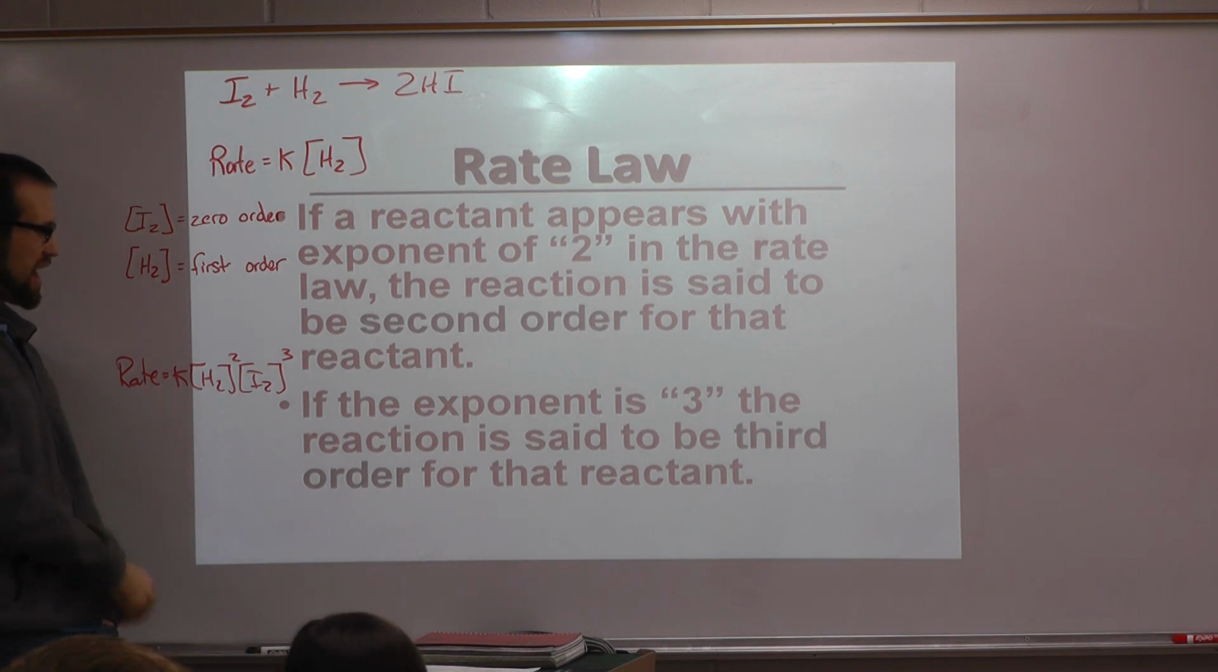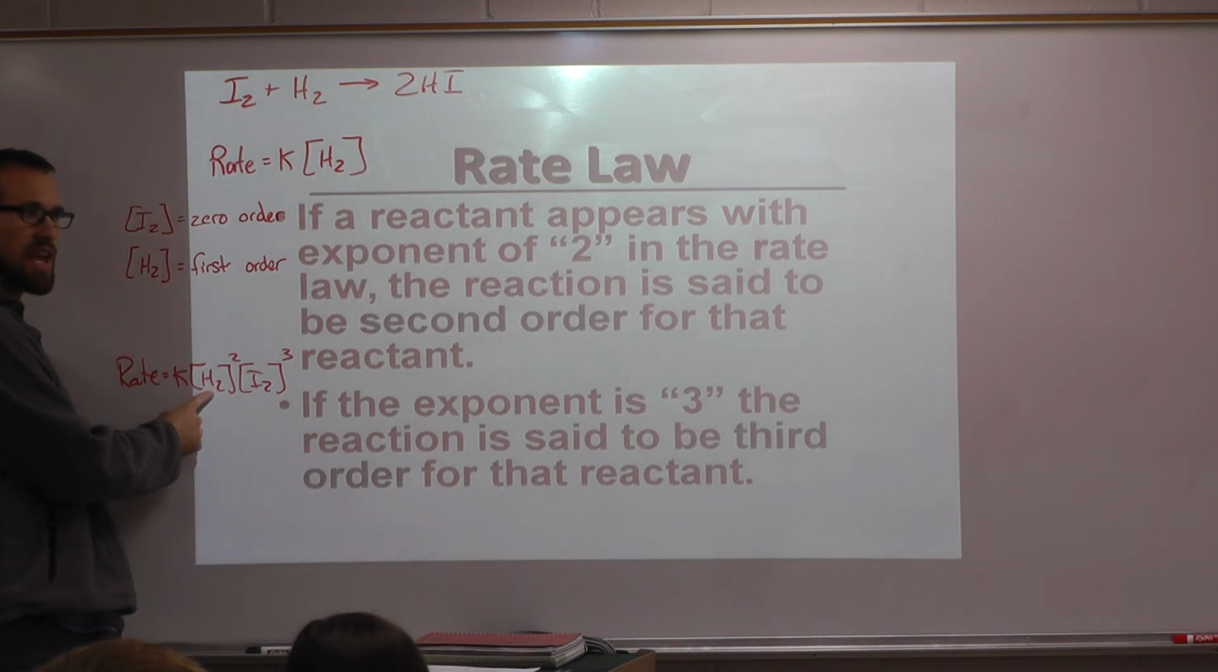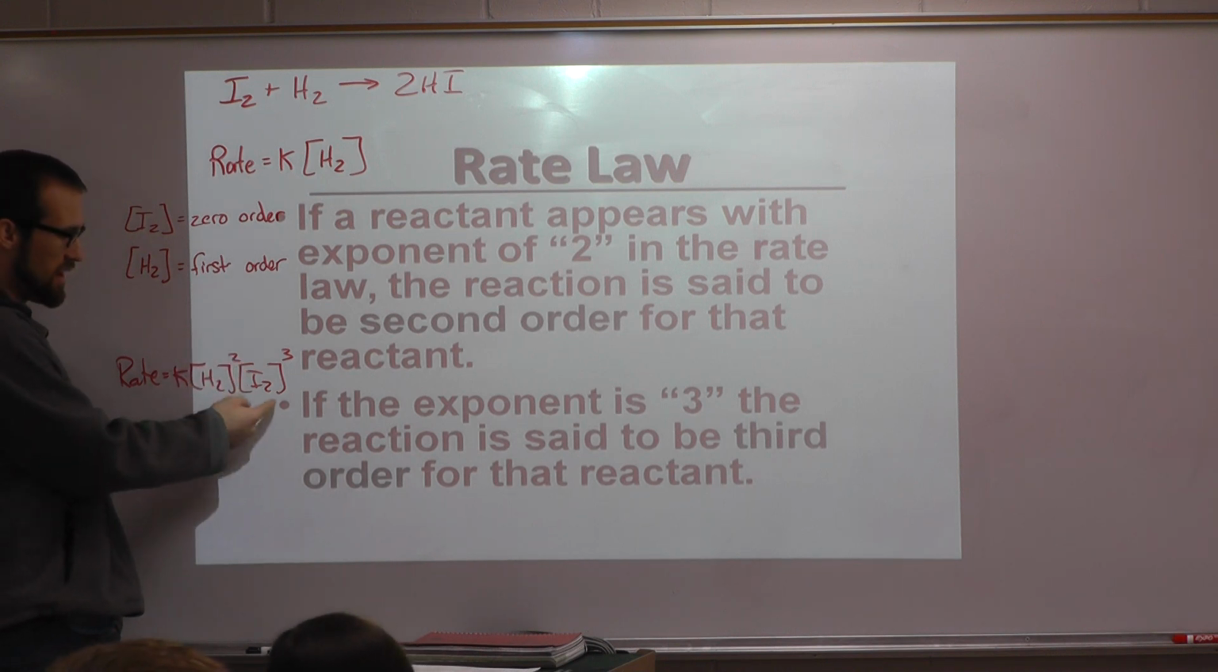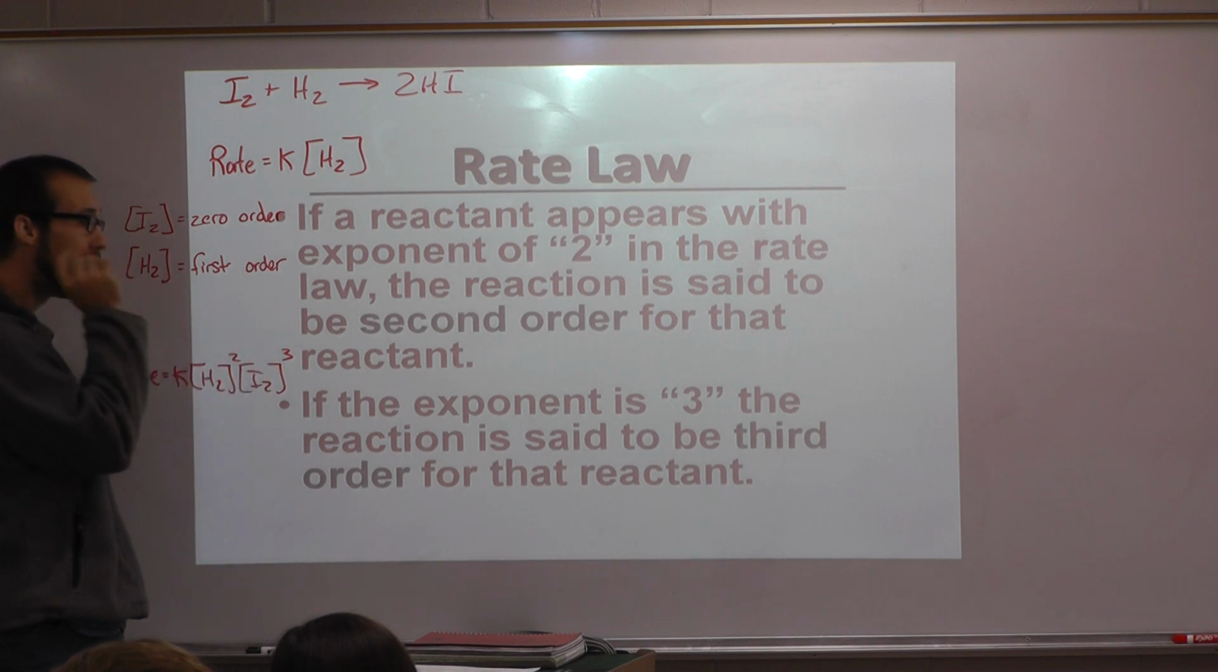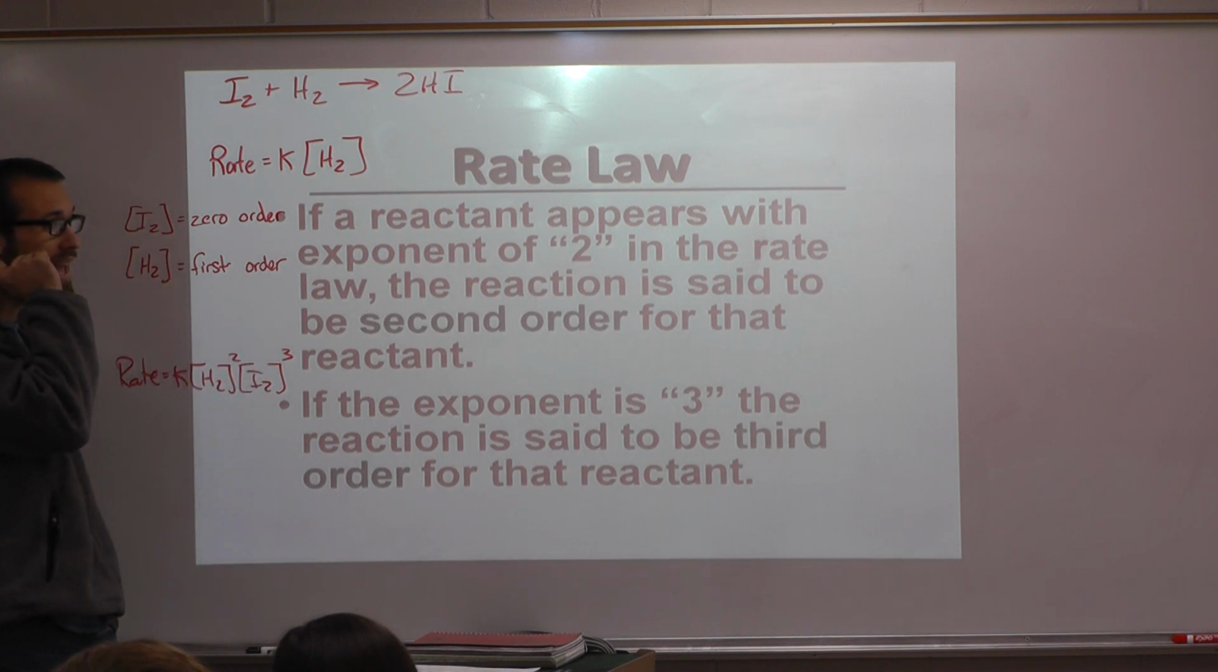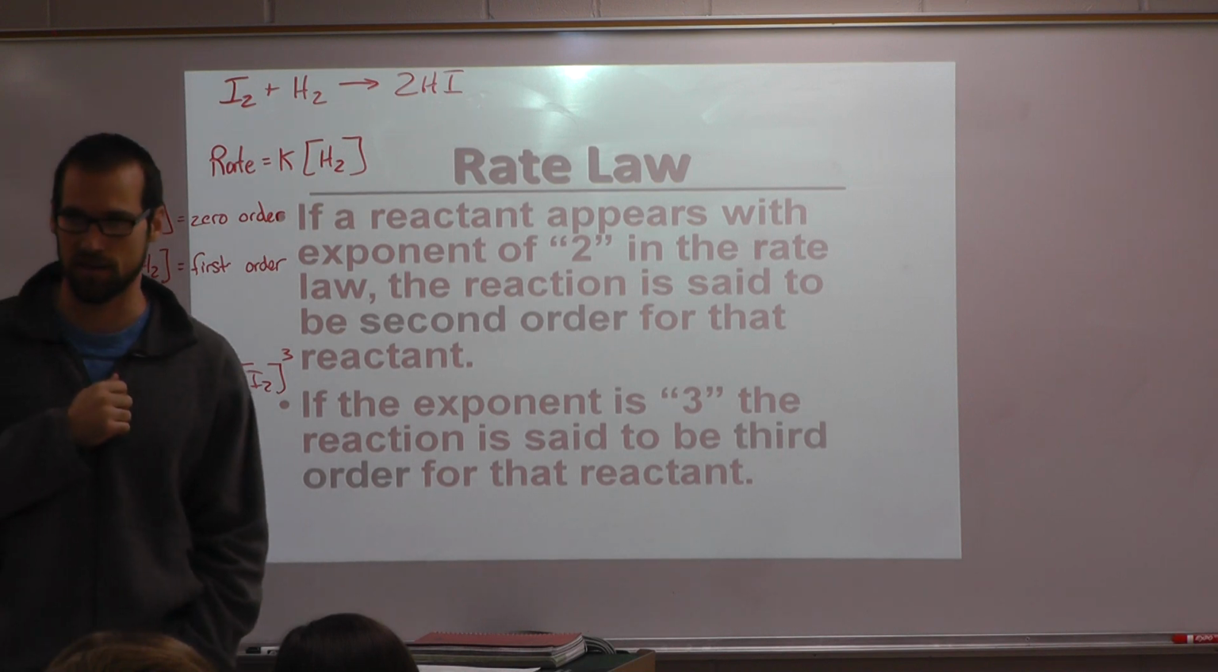Okay? If I double the concentration of a second order reactant, the rate's going to go up by a factor of 4, 2 to the power of 2. What if I double something that's third order? Power 3. 2 to the power of 3 would be what? 8. So it would make the rate 8 times faster.